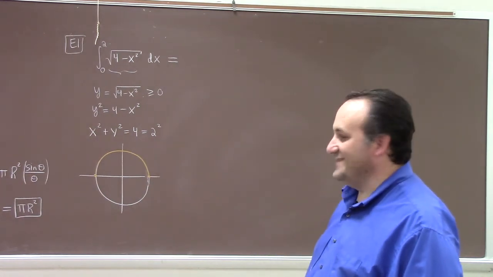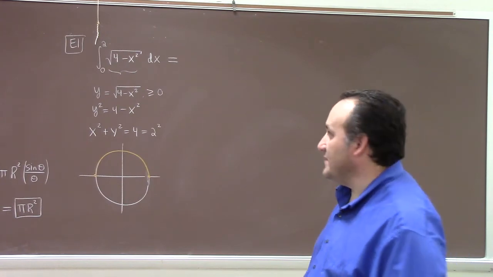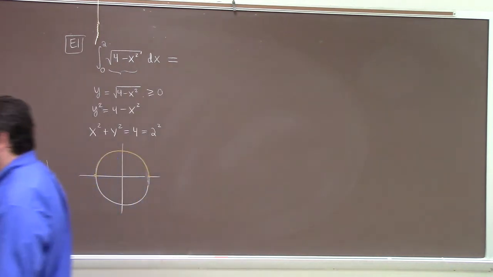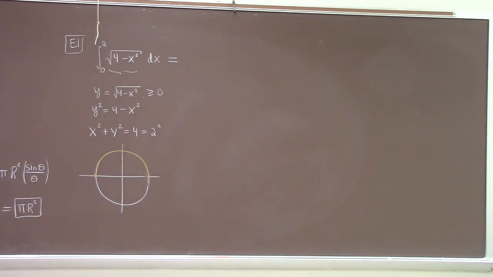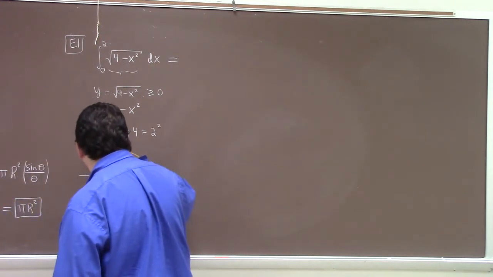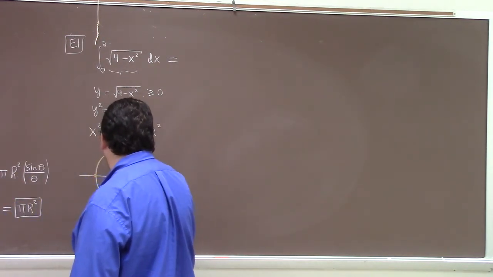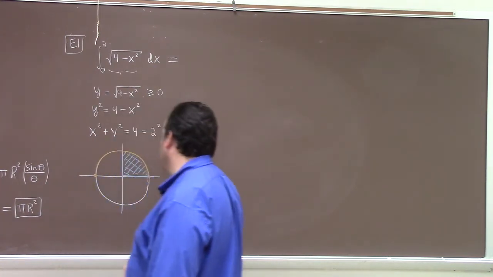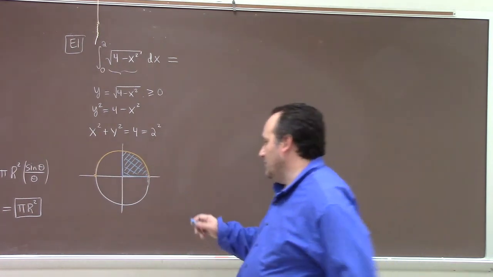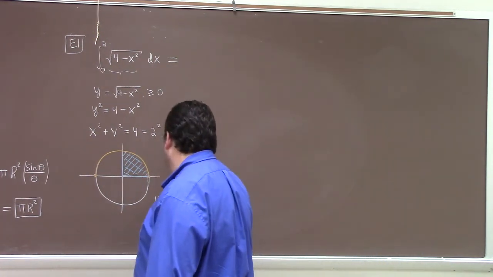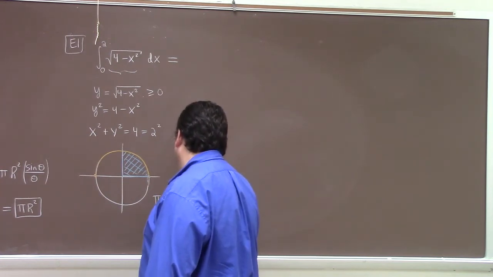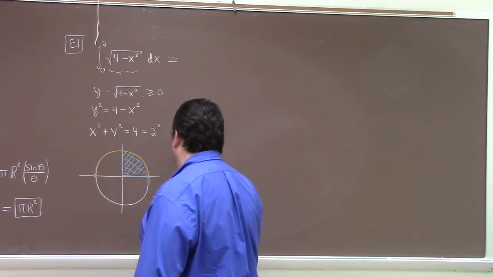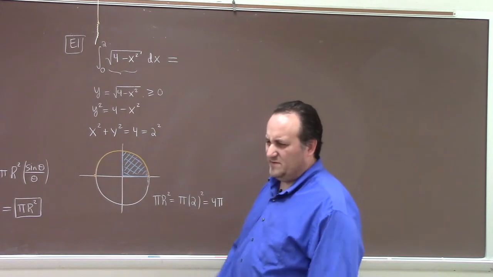What is this integral actually? It's the area of what? Not the half circle, but from 0 to 2. So this integral is the area of this piece right here. And what is the area of that quarter circle? The whole circle has area pi r squared, which is pi times 2 squared, so there's 4 pi for the whole circle. The whole disk, I really should say.